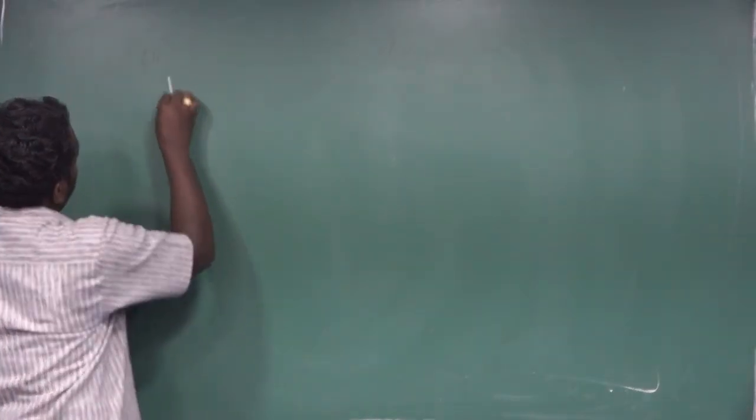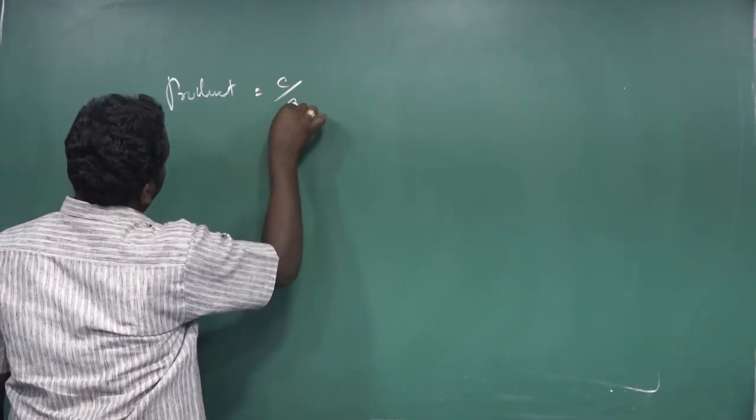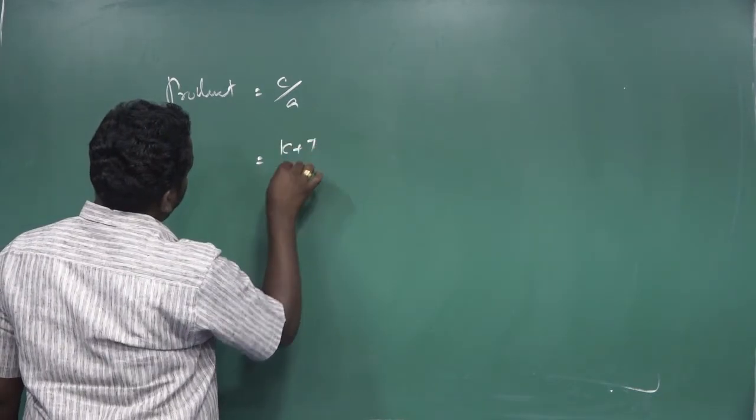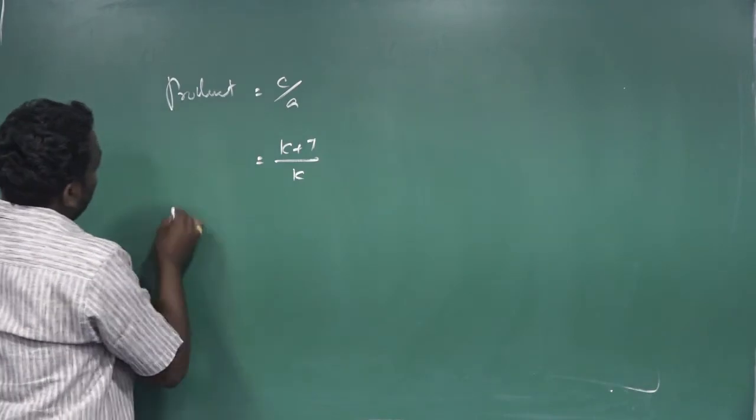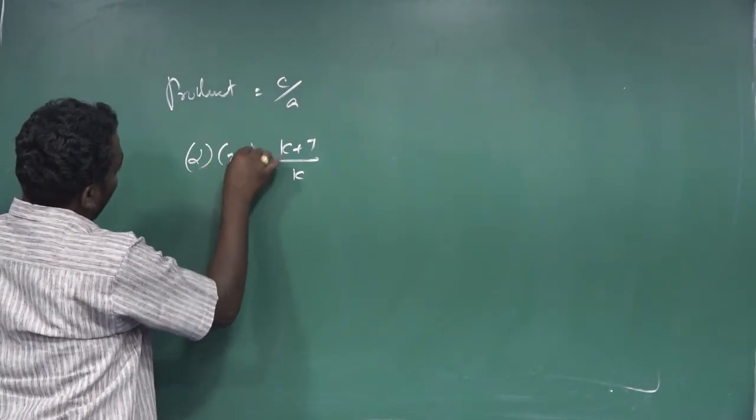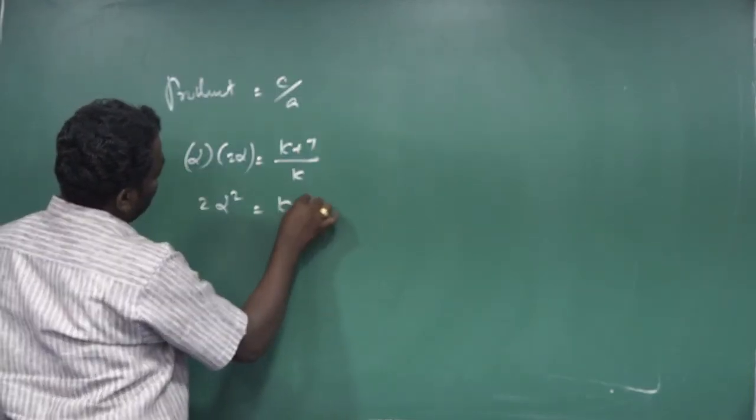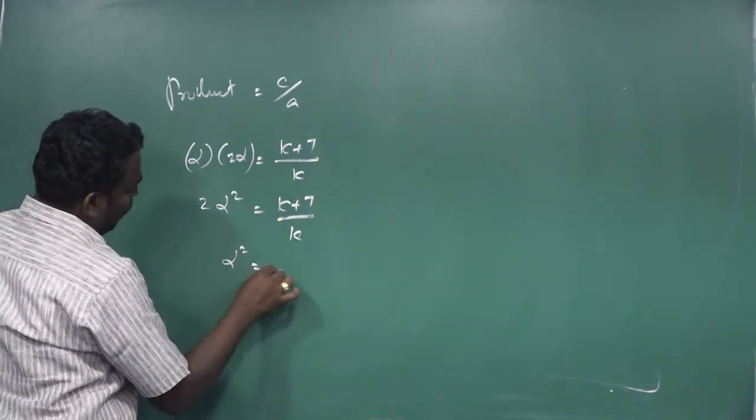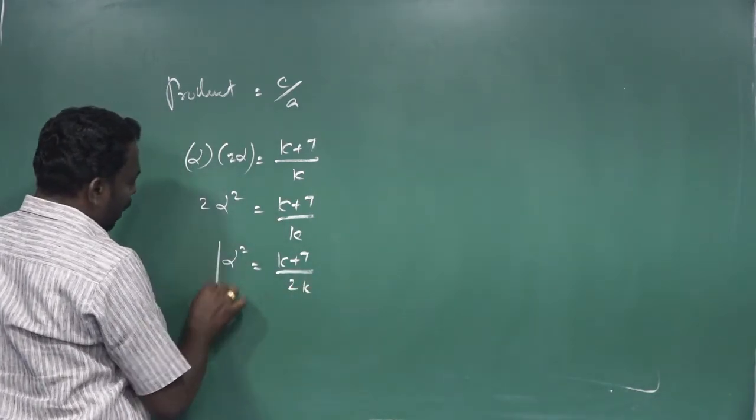The next one, the product of the roots is defined by c by a, that is equal to c, equal to k plus 7 by a value equal to k. Therefore, the product is alpha into 2 alpha, that is equal to alpha square is equal to k plus 7 by k. Transfer the 2: alpha square is equal to k plus 7 by 2k. That is the alpha square value.